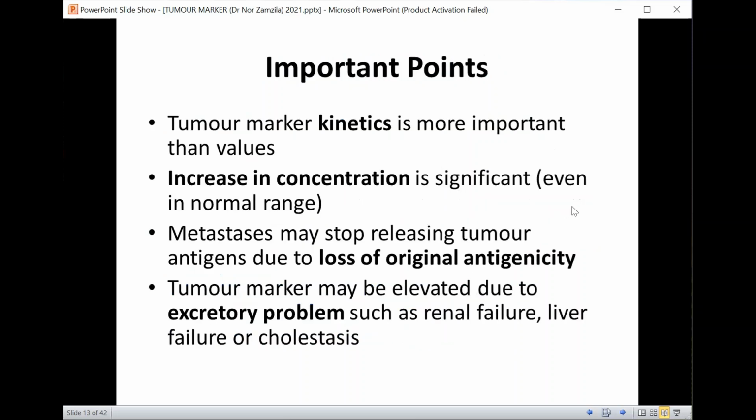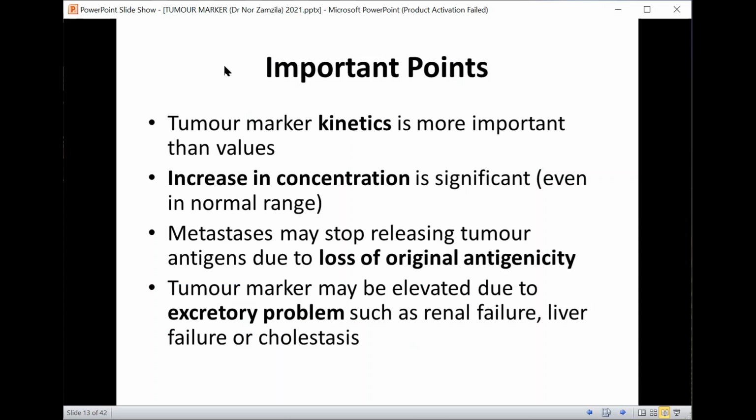So there are a few important points that you have to bear in mind whenever you want to interpret the results of tumor marker. Number one, tumor marker kinetic is more important than values, meaning that you have to look at the serial values of tumor marker. So when there is increasing trend or decreasing trend, that is more important than the value of the tumor marker, whatever the value is. If the trend is increasing or decreasing, that will give you more important information.